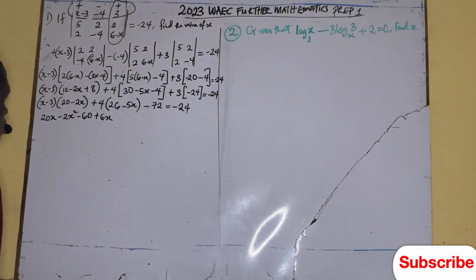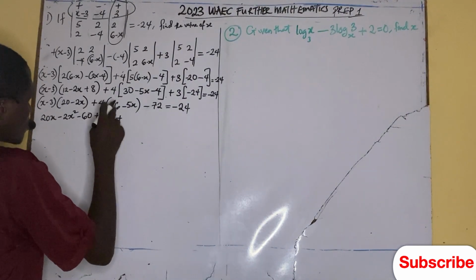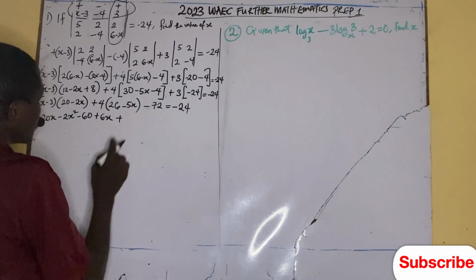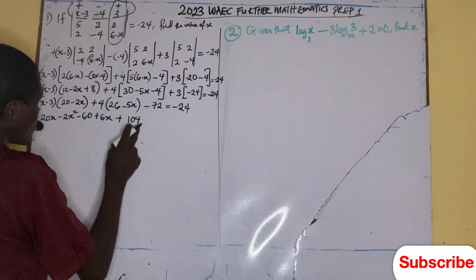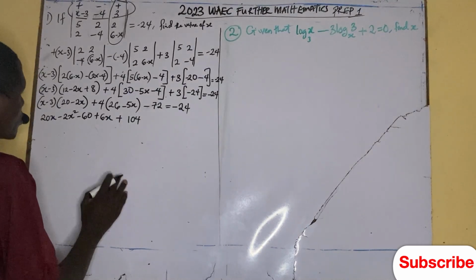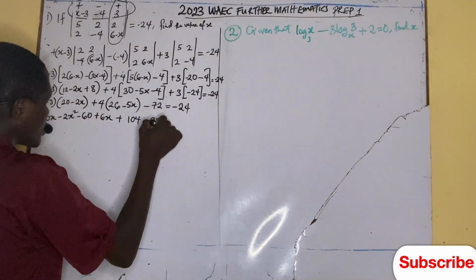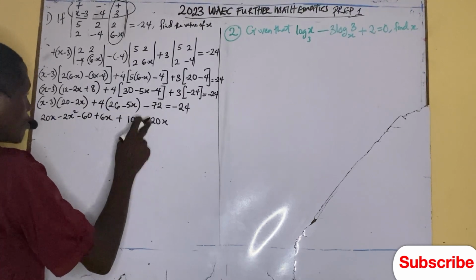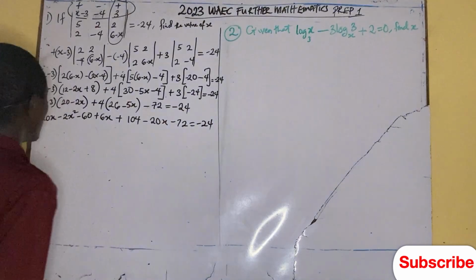Okay, from that plus 4 times 26, what do you get? 4 times 26, you have what? 104. Minus 20x. That is 4 times minus 5. Plus 4 times minus 5 is equal to minus 28. Minus 72 equal to minus 24.